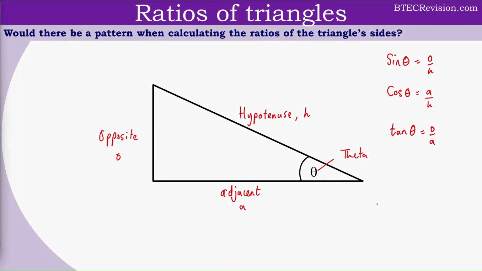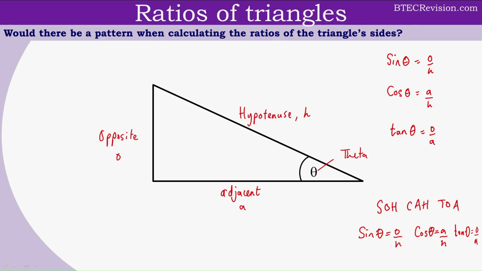We can use SOHCAHTOA, which is a mnemonic for remembering these ratios, where SO stands for sine theta is equal to opposite over hypotenuse. CAH stands for cos theta equals adjacent divided by hypotenuse. And lastly, we can take TOA to be tangent or tan theta is equal to opposite divided by adjacent.